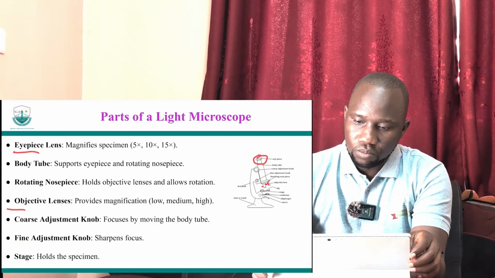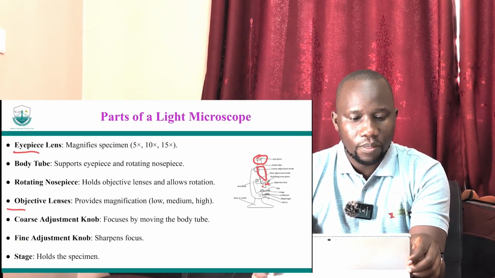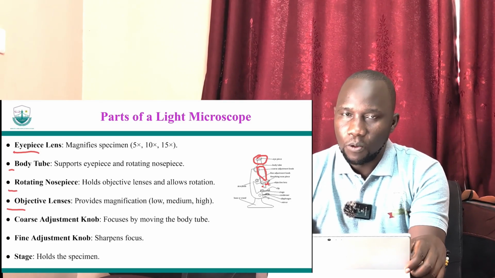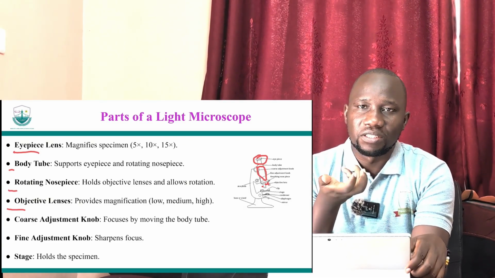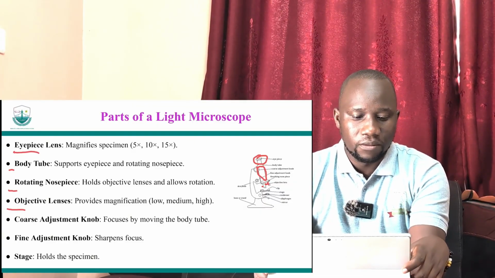Then this part here is the body tube. All of that is the body tube. And then the rotating nose piece, where the objective lenses are placed. That is the rotating nose piece.